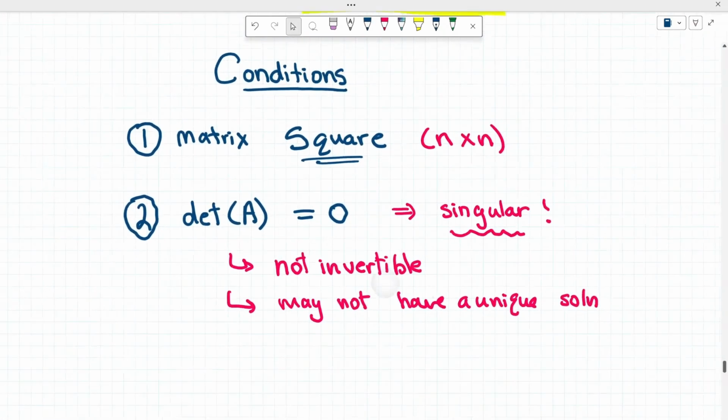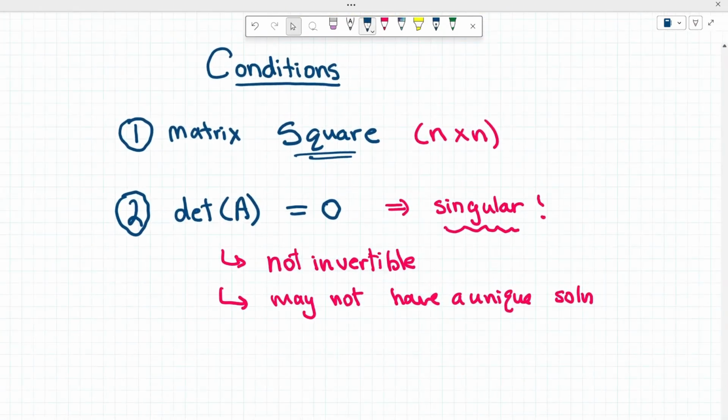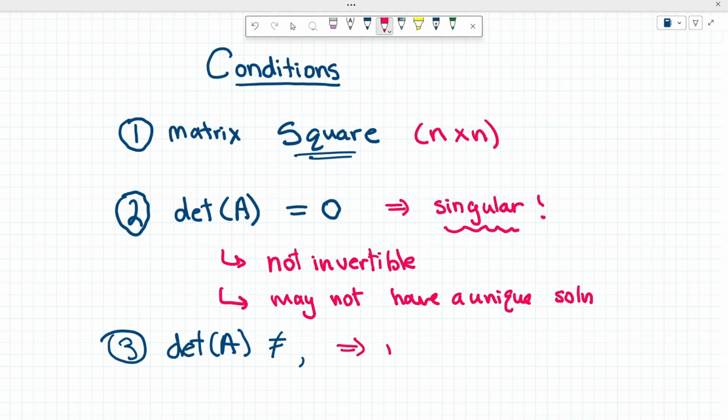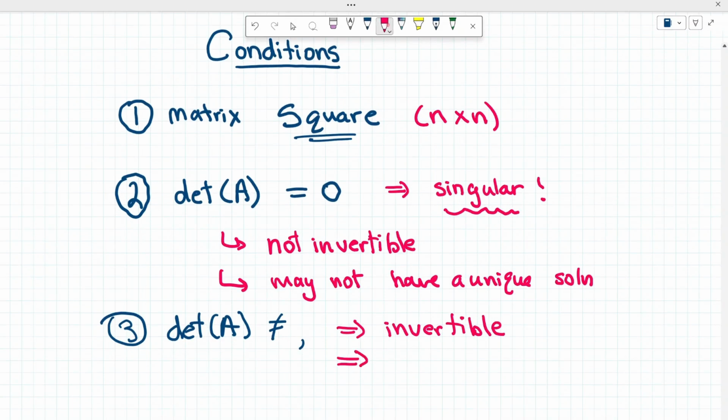Okay, so that's what happens if our determinant equals 0. Now, what if our determinant does not equal 0? What do we know about our matrix then? Well, if it doesn't equal 0, that means that the matrix is in fact invertible. And since it's invertible, we also see that it has full rank. So those are two key things that we want to know, if it's not 0.